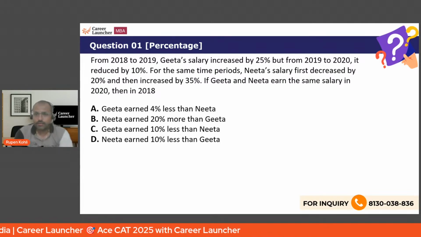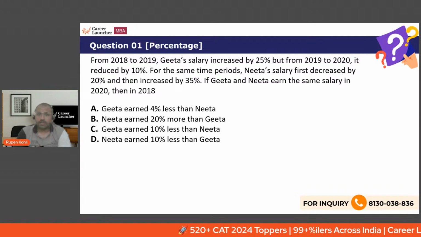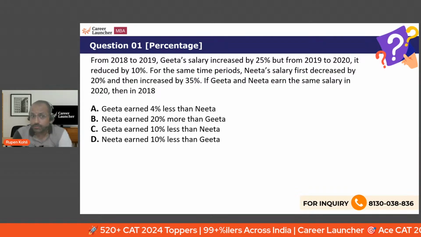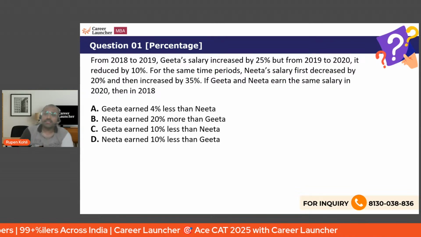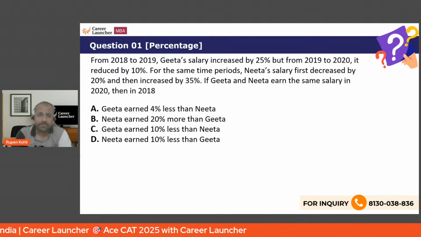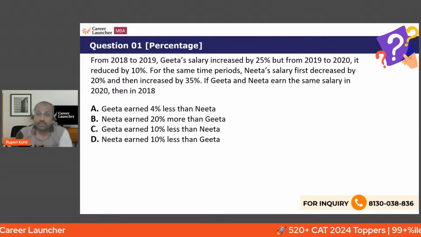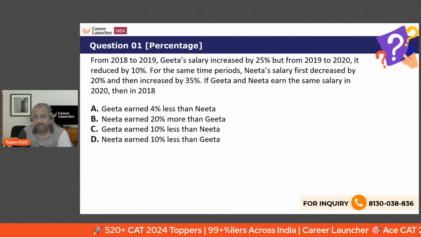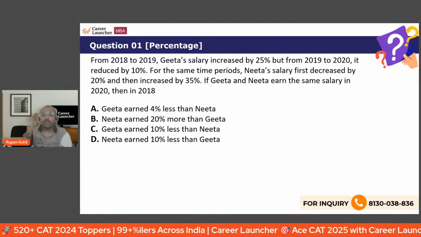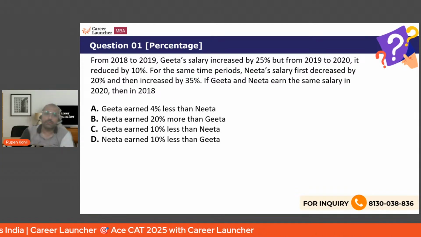But from 2019 to 2020, it reduced by 10%. So it's obviously a problem on successive change. First an upside of 25%, then a downside of 10%. For the same time period, Nita's salary first had a drop, it decreased by 20% and then increased by 35%. If Geeta and Nita earn the same salary in 2020, which is the last year, then the question asks for comparing their salaries in the initial year, which was 2018.